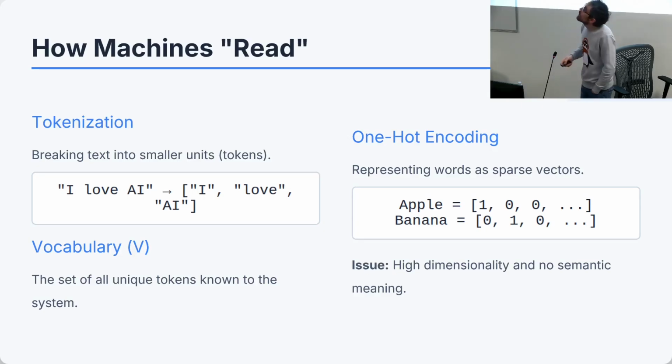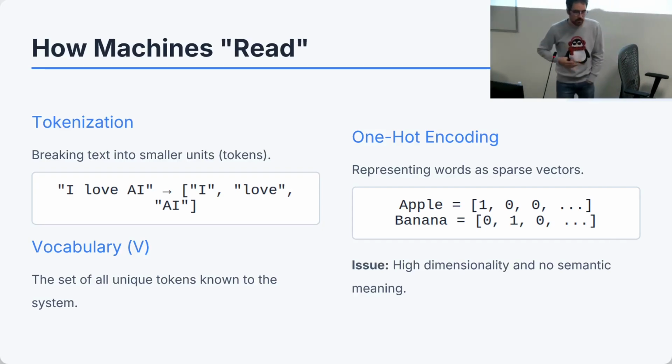So, for instance, we have the sentence "I love AI." The sentence is composed of 3 tokens: "I," "love," "AI," and these tokens obviously can participate in many other sentences. The set of all the tokens forms the vocabulary of a given language.